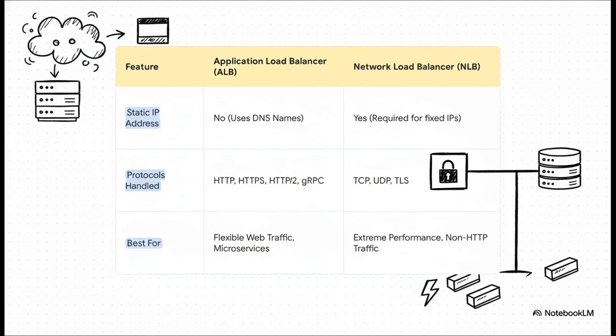Okay, the biggest limitation, the one that comes up the most often, is that an ALB does not have a static IP address. It uses a DNS name that can resolve to multiple IPs. So, if your client absolutely requires a single fixed IP to connect to, you have to use its cousin, the Network Load Balancer, or NLB. The NLB is built for raw, extreme speed and non-HTTP traffic, while the ALB is all about that flexible, intelligent web traffic.